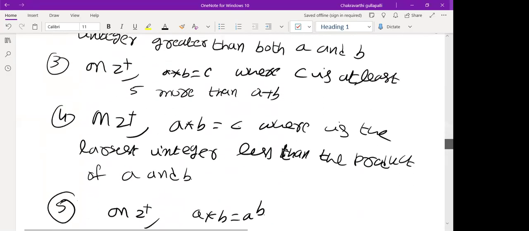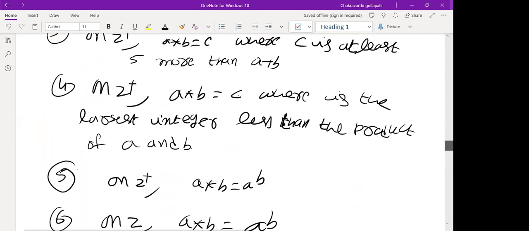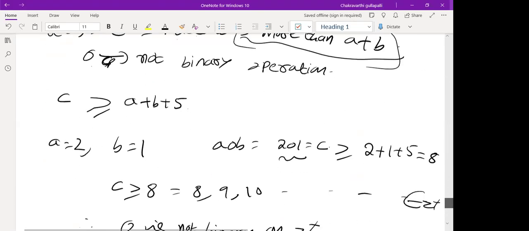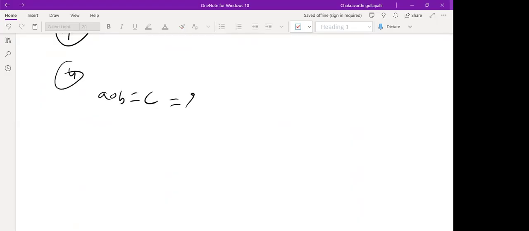Next one. The third one is completed. Fourth one: A star B is C, where C is the largest integer less than the product of A and B. Largest integer less than the product of A and B. So the fourth one, A circle B is C, where C is the largest integer less than the product of A and B.